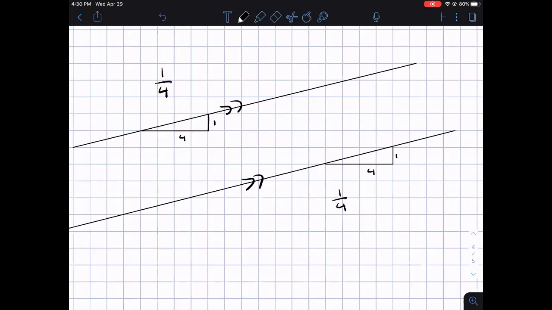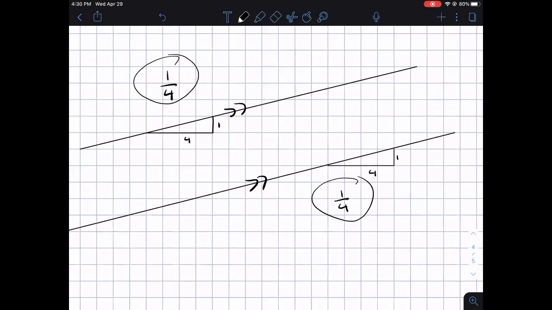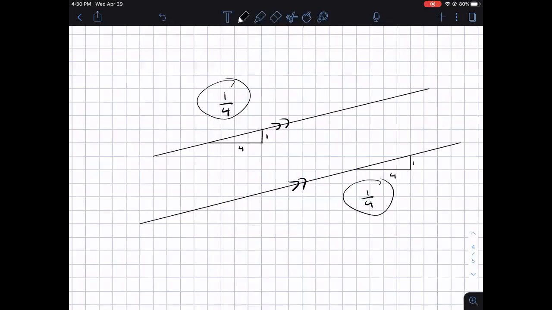And yes, the lines are parallel. So these slopes are exactly equal. And this is a really interesting and useful thing because this just shows that for two parallel lines, their slopes are equal.